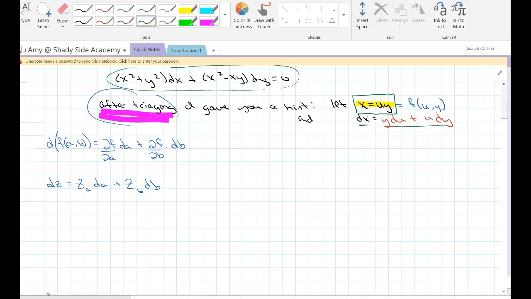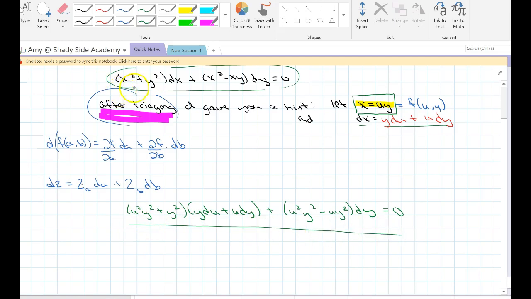Okay, let's just do it preliminarily. When I do this, I get the following: u squared y squared plus y squared, times dx, which is y du plus u dy, plus u squared y squared minus u y squared dy equals 0. Now, a simple woman would look at this and say, this is more disgusting than this.